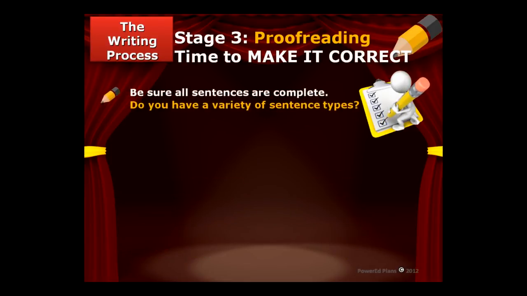In proofreading, students need to make sure that all of the sentences are complete. Just having a period at the end of a sentence does not make it a complete sentence. It must have a subject and a verb. Also, here's where they can check to make sure there is a variety of sentence types.